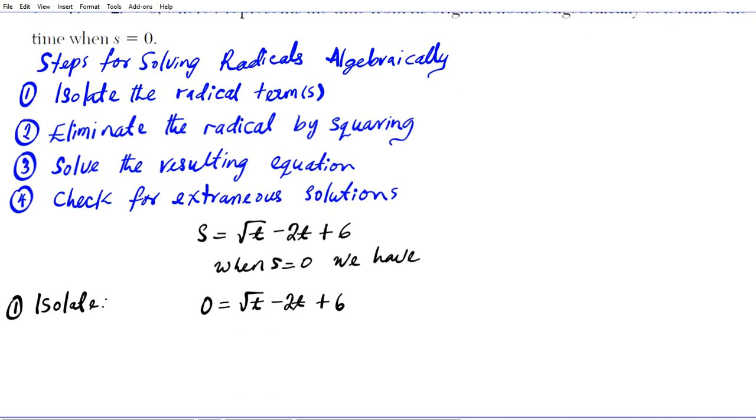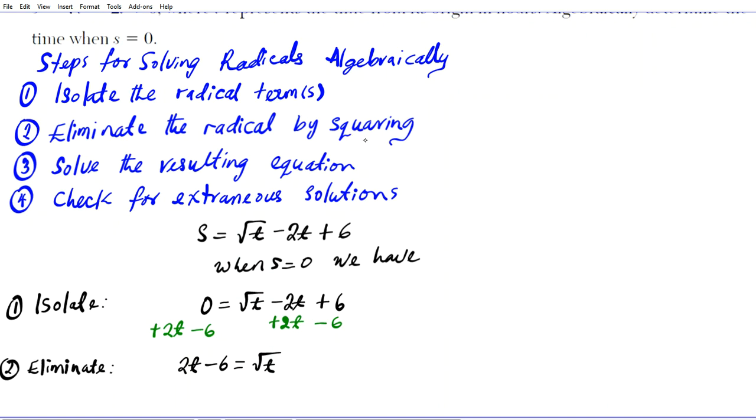How do we isolate the radical term? We need to get rid of 2t and 6, so we use the inverse operations. You add 2t to both sides, and then you subtract 6. When you do that, we have 2t minus 6 is equal to the square root of t. Next, step 2 is to eliminate. We want to eliminate the radical.